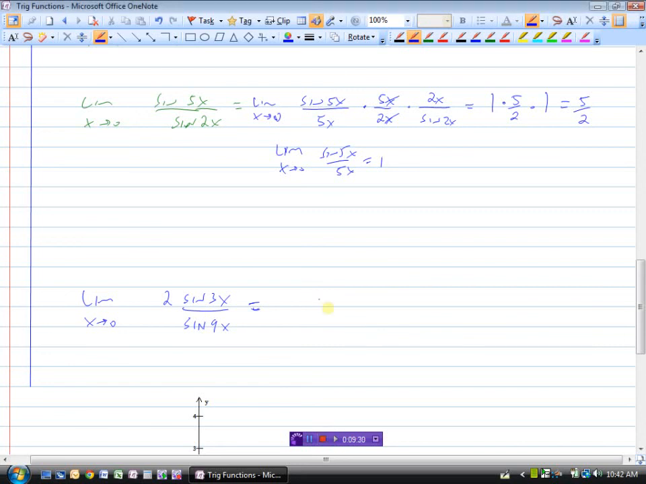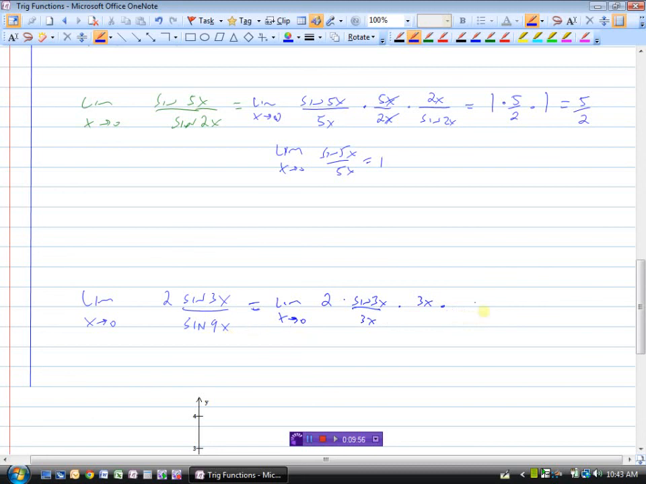Let's work through this last example here. The limit as x approaches 0 of 2 times sine 3x over sine 9x. So this is another one of these where we've got to split them up. There's the 2. We'll leave that there. Sine 3x, I would like to have what in the denominator to go with that? I want to have a 3x there. If I put a 3x in the denominator, I need to put a 3x in the numerator.